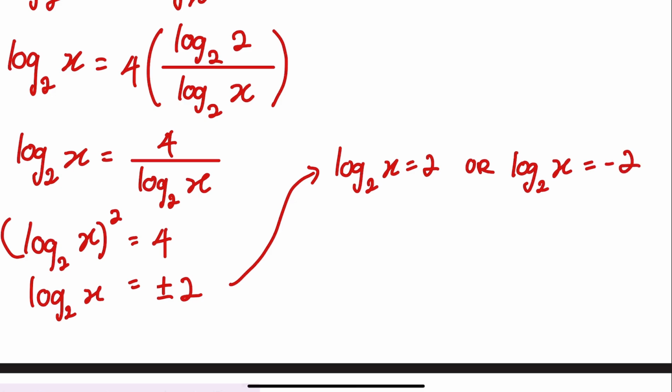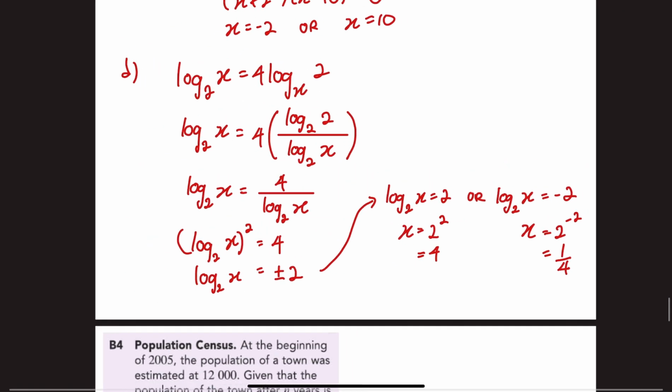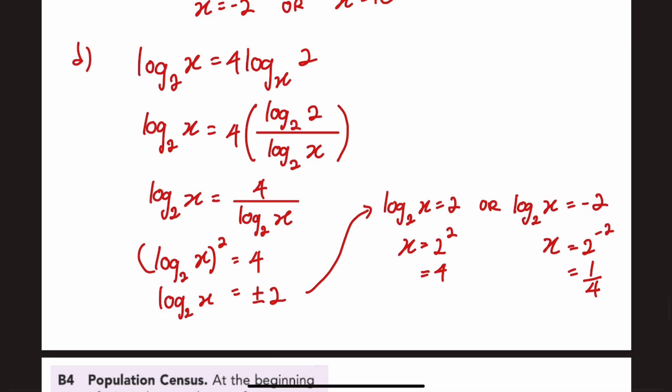So therefore, that means x is simply equal to 2 to the power 2, which is equal to 4. Or for the x on the right side, the base must have a power of negative 2. It's equal to 2 to the power negative 2, which in this case is 1 over 4. And that is the answer for part D. So this is for question number 3. Now let's move on to question number 4.